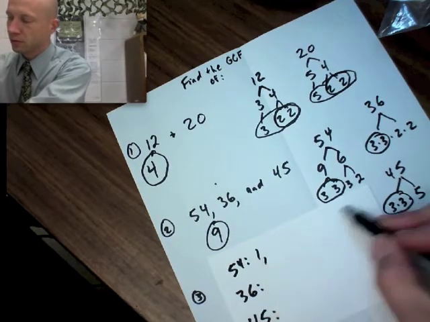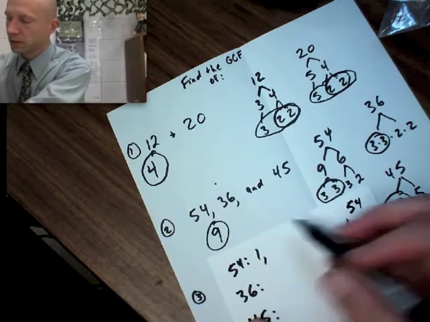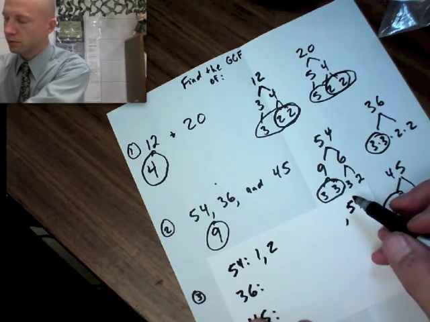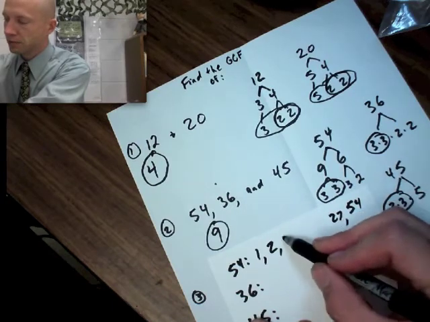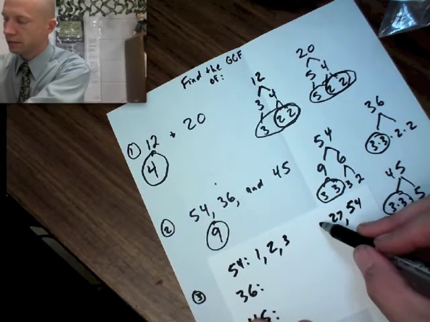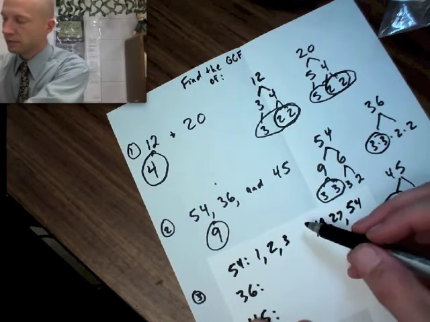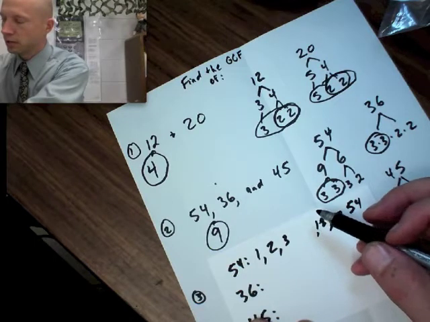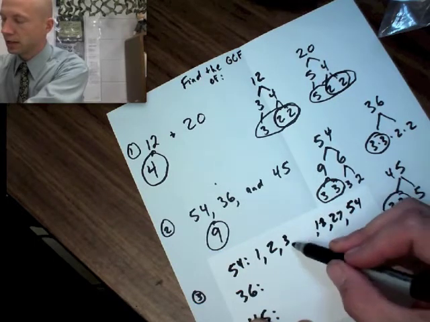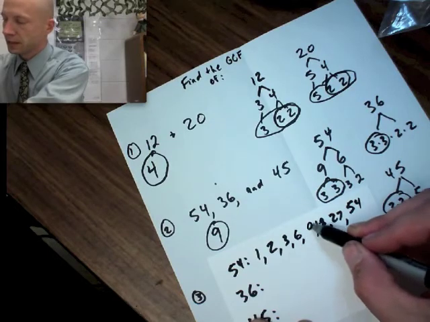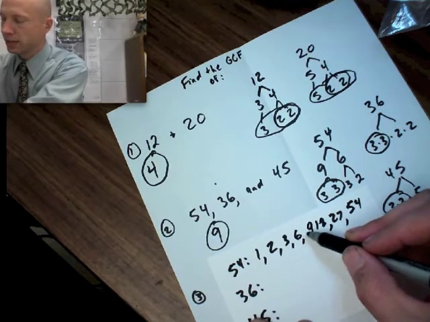So 54 is 1 times 54. It's also 2 times 27. It's 3 times 18. It's 4 times nothing. It's 5 times nothing. It's 6 times 9. And my two numbers left are 7 and 8. Neither one of those go.